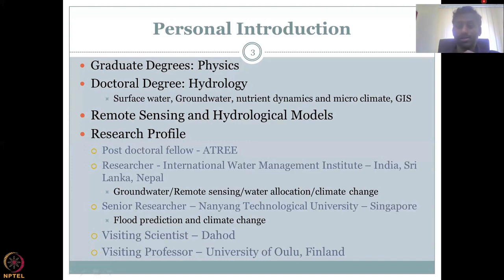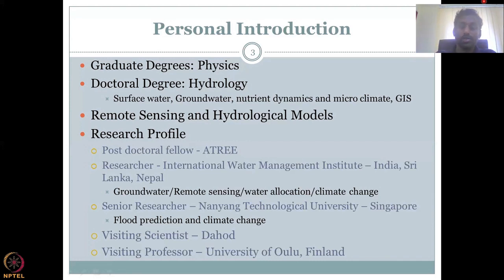Then my research career started as a postdoctoral fellow with A3, an NGO in Bangalore. Then I was a researcher focusing on hydrology and remote sensing at the International Water Management Institute, and I was placed in offices in India, Sri Lanka, and Nepal, where I did mostly groundwater hydrology research, and some studies using remote sensing and GIS. I also looked at water budgeting, water allocations, and climate change.